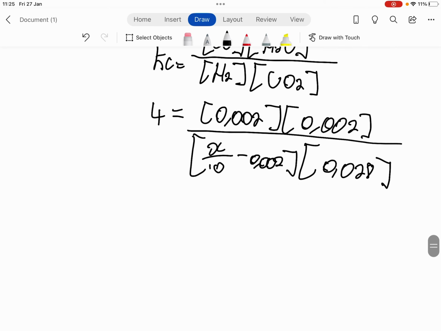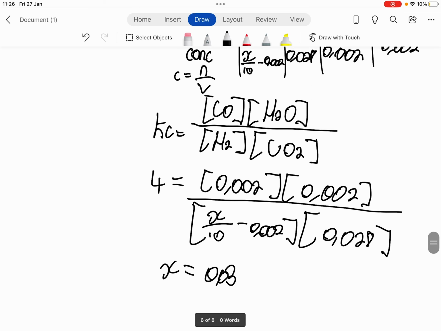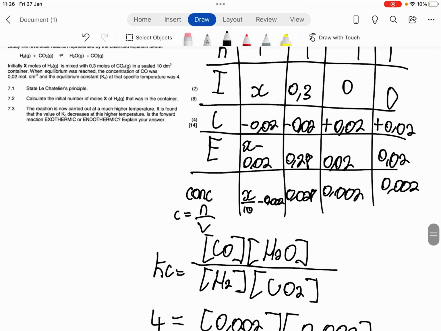And the concentration of this here is going to be 0.028. Okay, from here we have all of our numerical values and we have the variable x. So using some mathematics and taking them over and dividing, we can get x to be equal to 0.03, sorry.